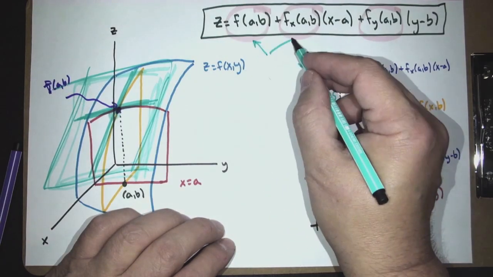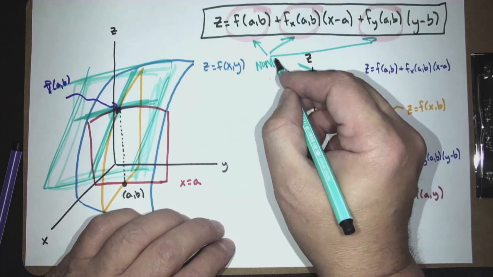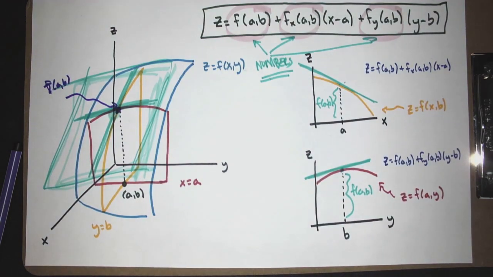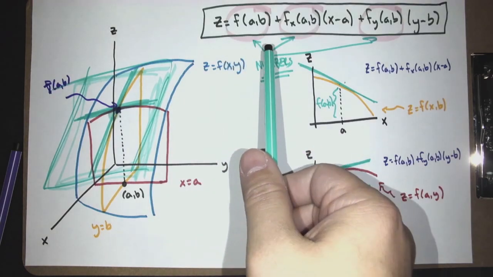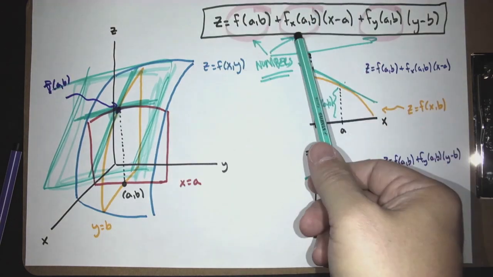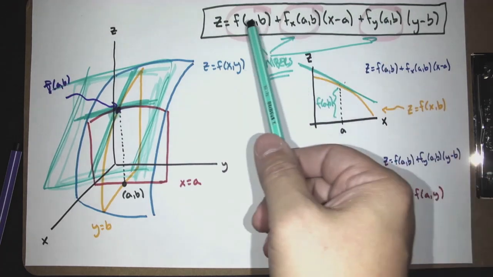These three pieces are all numbers. Yes? Because you've plugged in. You have to evaluate, right? F of xy is a function. But when you plug in x equals a, y equals b, it's now a number. It's a function where you've evaluated. So this is a number, this is a number, and this is a number. So these should all be numbers here.